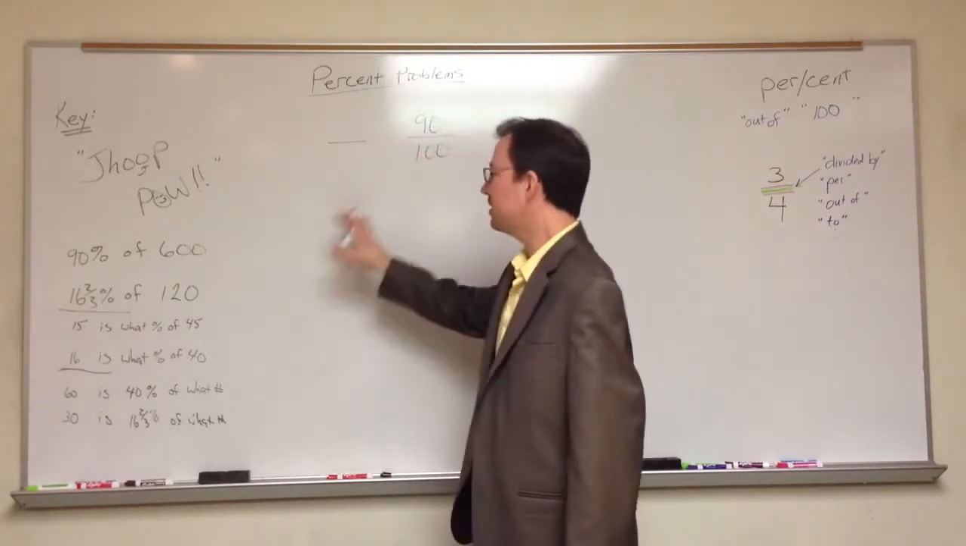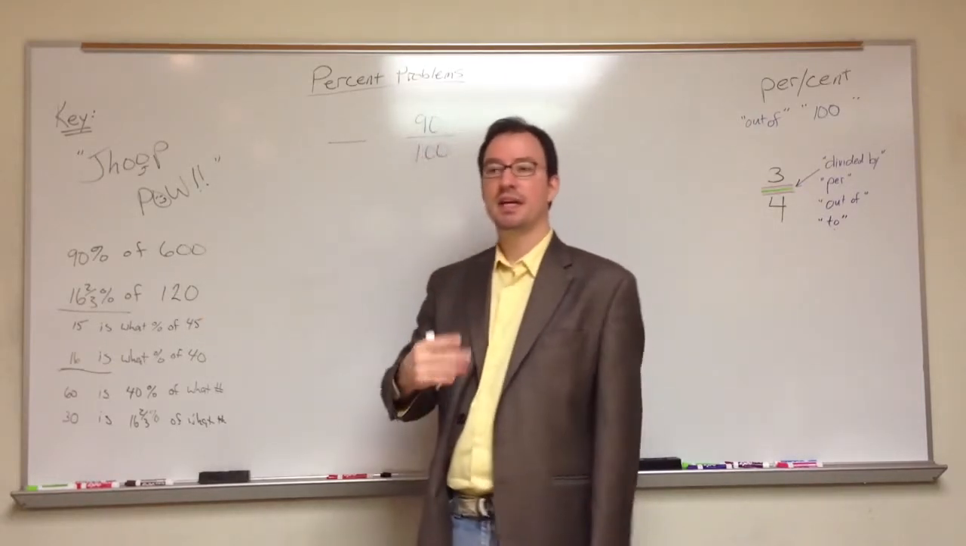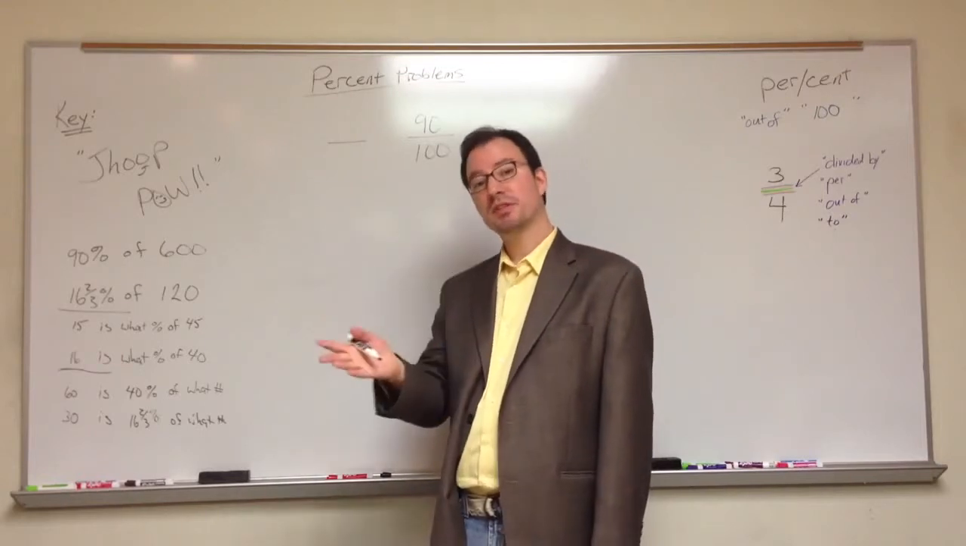Okay, so we got 90% of 600. So the trick is, where does this 600 go? Now there are two ways, at least, to remember this. And some work for some people, some work for others.